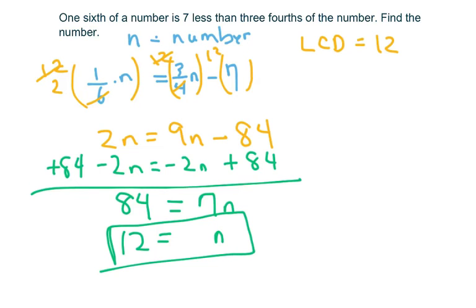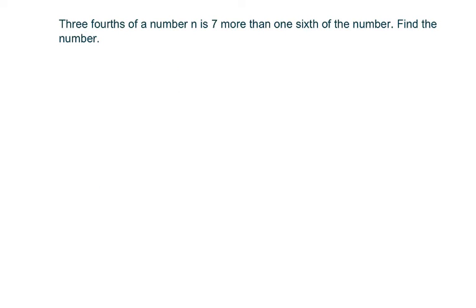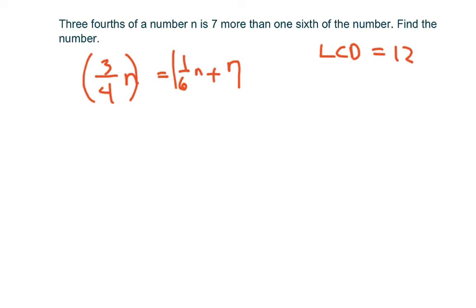All right. The next one, it's very similar. So we're going to let n equal the number, and I'm just going to start writing here. 3/4 of a number n is 7 more than 1/6 of that number. My LCD is 12. Is this the same one? No, that's more than. So we're going to multiply each piece by 12. And go pretty quickly here.